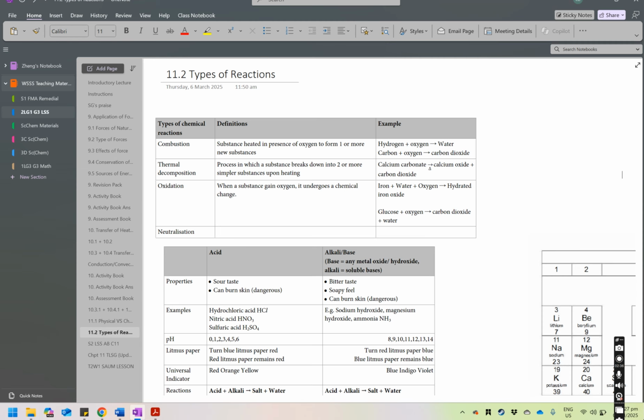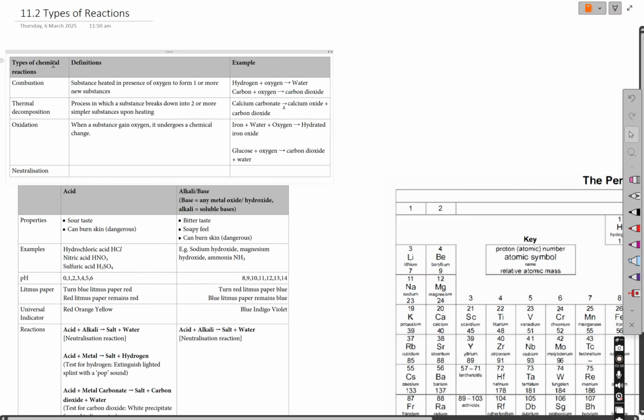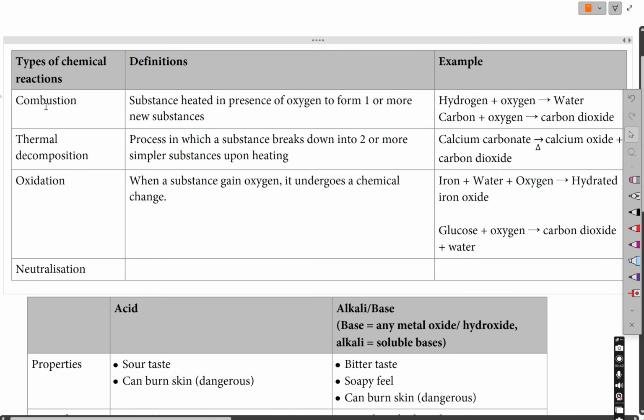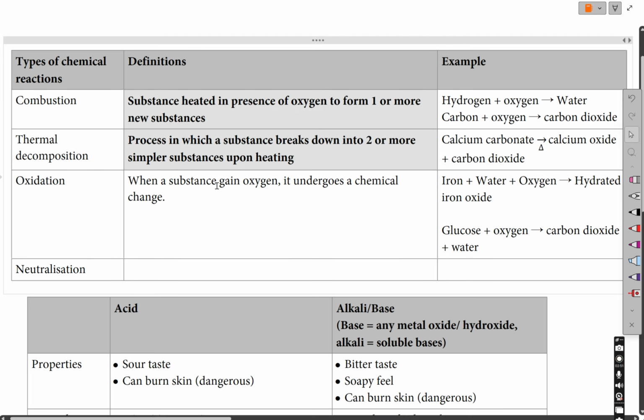Okay, moving on. Afterwards, we talked about 11.2. We learned a few types of chemical reactions: combustion, thermal decomposition, and oxidation. And these definitions are especially important. This is not a proper definition, but at the Sec 2 level, you are not really required to know the definition.